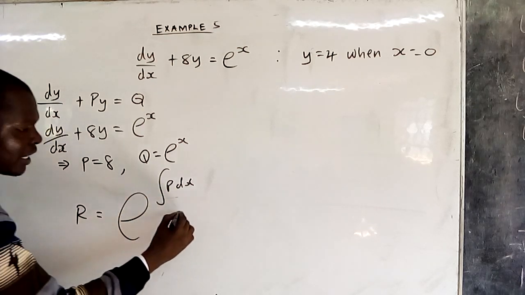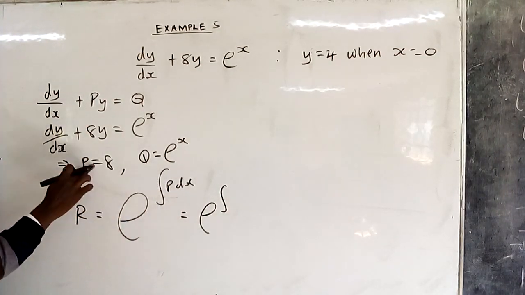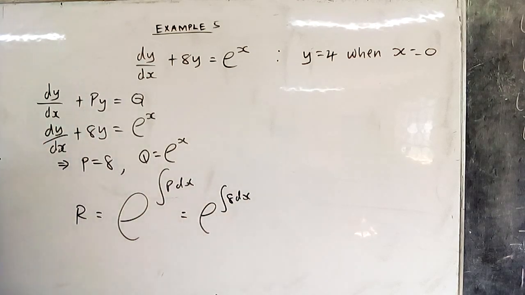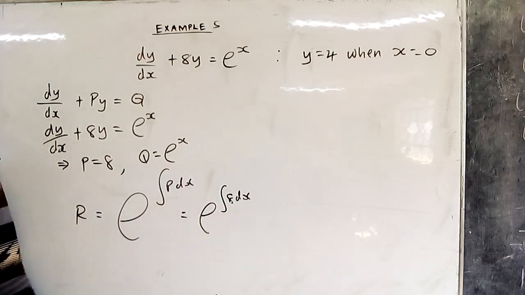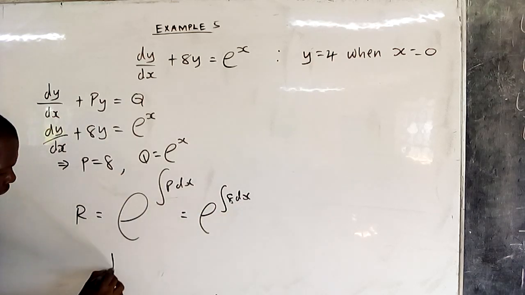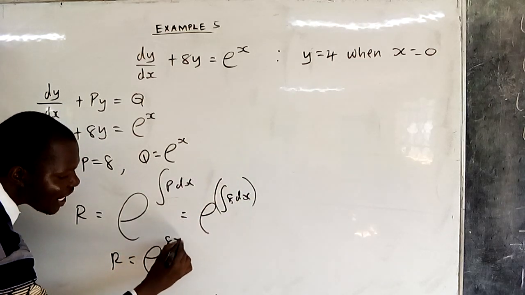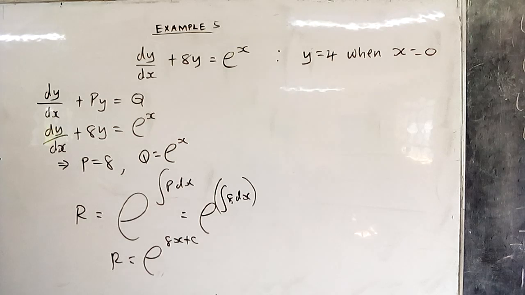So what is r? That is going to be the exponential of the integral. You put the value of p. P is 8, meaning it is 8 dx, isn't it? So we are integrating 8. If you integrate 8 with respect to x, what do you get? You get r is the exponential. If you integrate this, what do you get? You get 8x plus c.